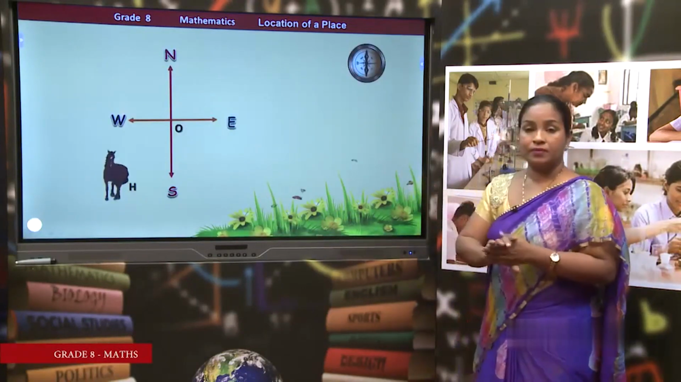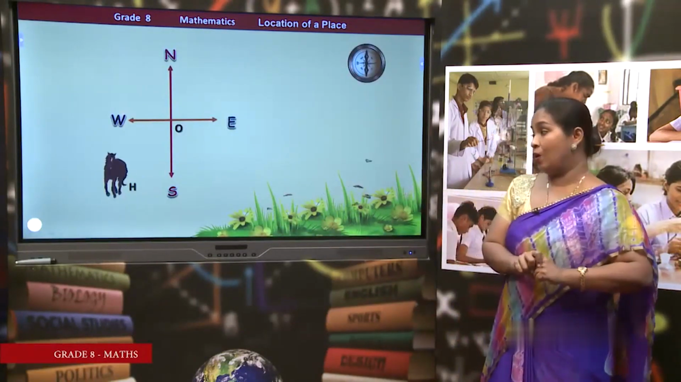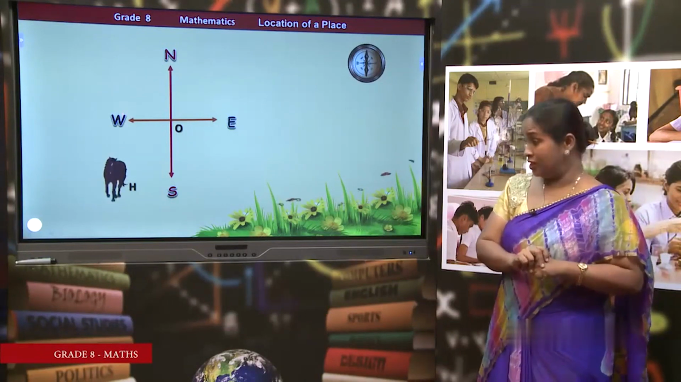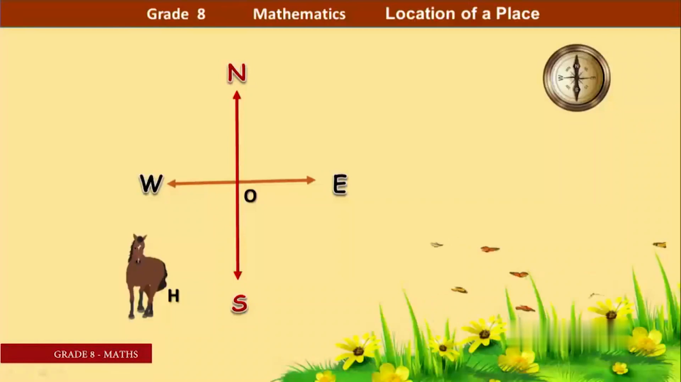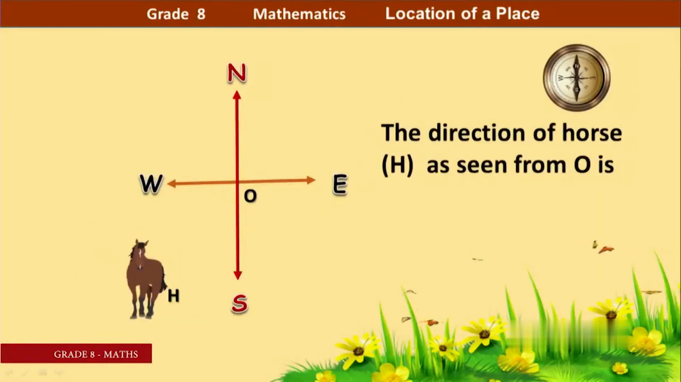Okay. What could you see? There is a horse at a position H. So, we are looking at the horse from O. The direction of the horse as seen from O, we will see. First of all, we join the points O and H. Then we have to check the angles. We will see what happened here.